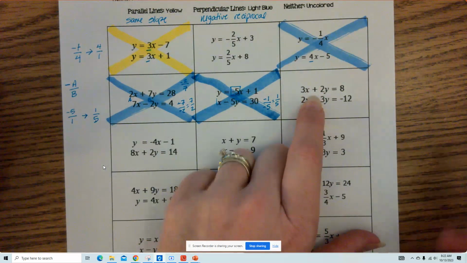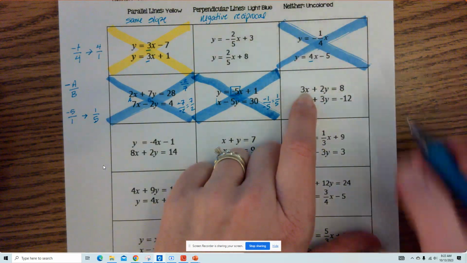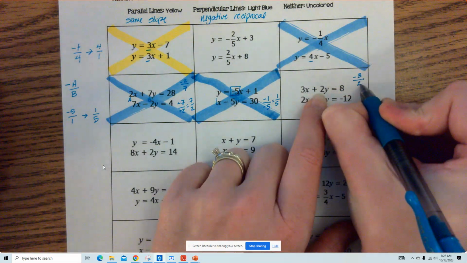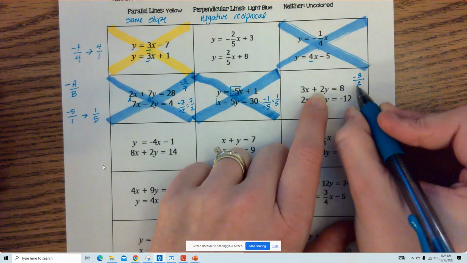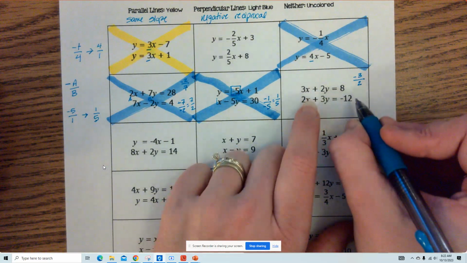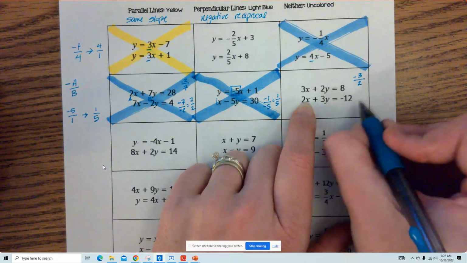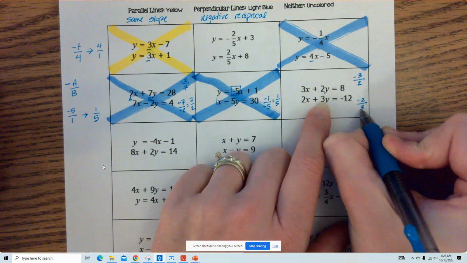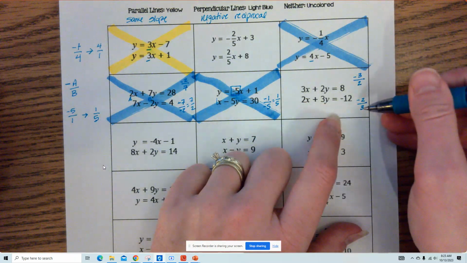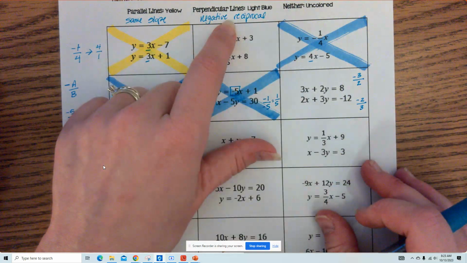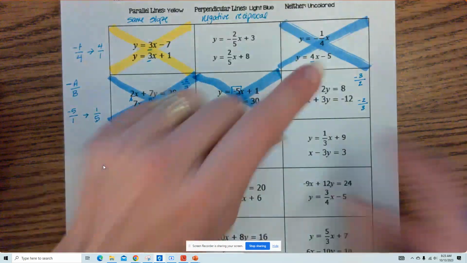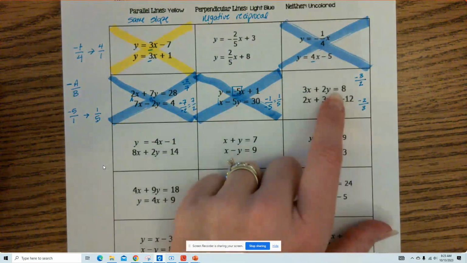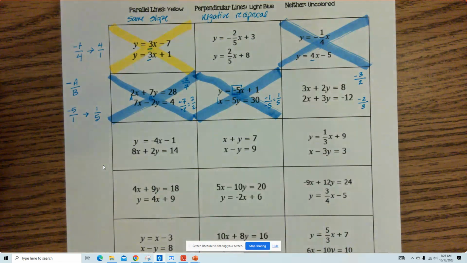All right, standard form again. So negative a would be a negative 3 over b would be a 2. So the slope of this first line is negative 3 over 2. Second line, negative a would be a negative 2 over b would be a 3. Negative 3 over 2 and negative 2 over 3, are those negative reciprocals? Nope. And the giveaway, if they're both negative, they're not. They have to be one of each sign. So that one's neither. They're not the same. They're not reciprocals.